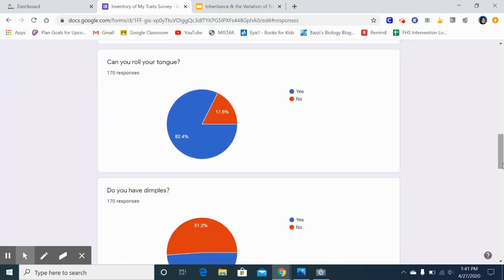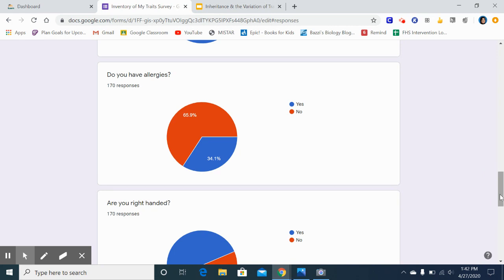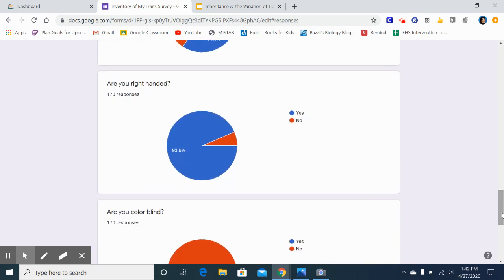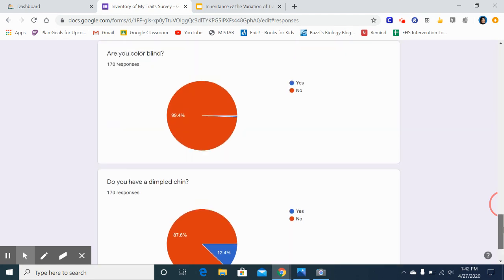For rolling your tongue, 82.4% of the people said yes, 17.6% said no. Check out the data for dimples. For allergies. For right-handed versus left-handed. Right, and so you can see that only 6.5% of our students in my classes are left-handed. For color blindness and for dimple chin.